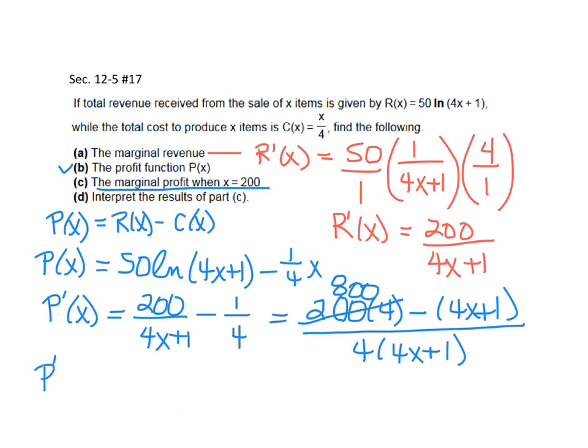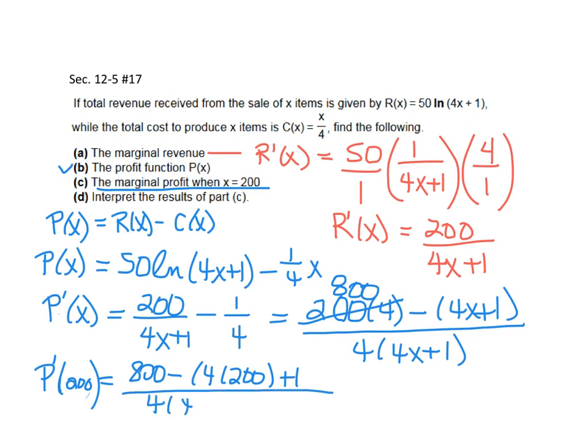And now to find p prime of 8. P prime of, I'm sorry, not 8, 200. My brain's still on the last problem, guys. We're going to have 800 minus 4 times 200 plus 1 divided by 4 times 200 plus 1.